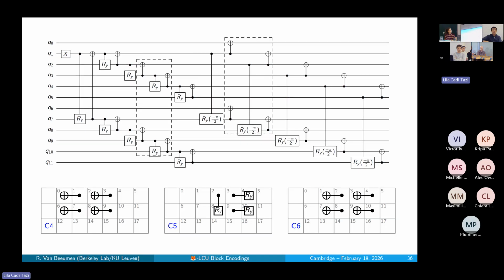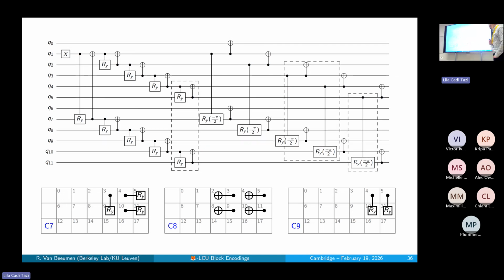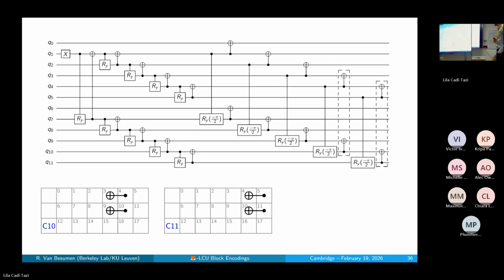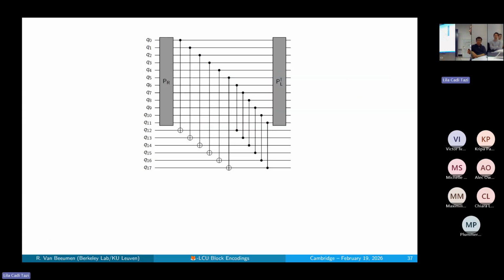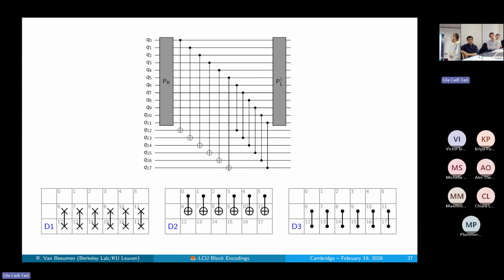We can continue where we do this CNOT, this CNOT, this CNOT, and this CNOT all together, and so on. And we can continue. So it can be done very efficiently. We have PR, which is done. Then what we're going to do is to apply this select. It's just a layer of CNOTs and a layer of CZs.